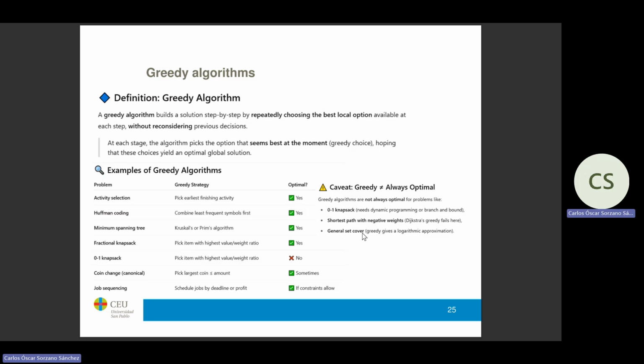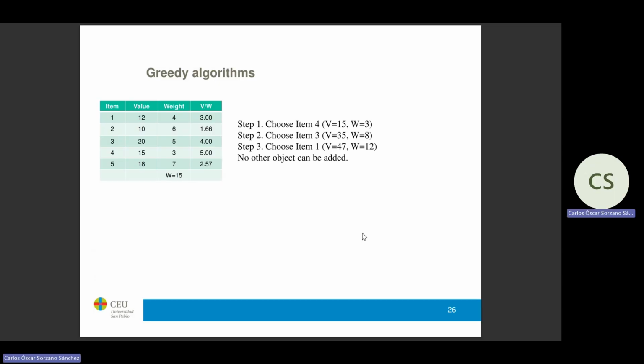So you have a set, you want to cover it with a partition, and then the greedy is not always the best solution. Not the optimal solution. And here we would have an example of it. Let's say that we are given the same items as before, so the values and the weights are the same. We will compute the value per weight unit. The most valuable object is number 4, because for 3 units of weight, you get a value of 15. So the ratio is 5, so it is the most expensive item.